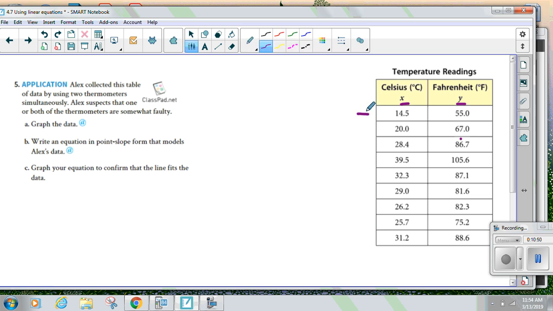All right, so it looks like the least x value, so that lowest point, was this one right here, and the uppermost point was this one right here. So I'm going to use those two values, or those two ordered pairs, 14.5 and 55, as well as 31.2 and 88.6 to find a line.